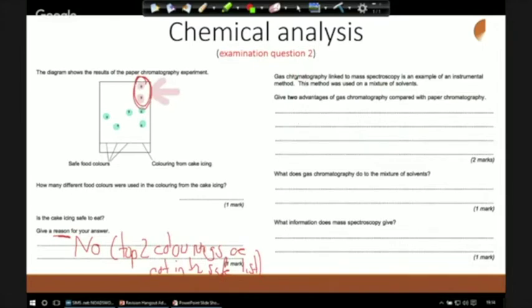Now, for the second part, gas chromatography linked to mass spectroscopy is an example of an instrumental method, and this method was used on a mixture of solvents. The advantages are like we said earlier.